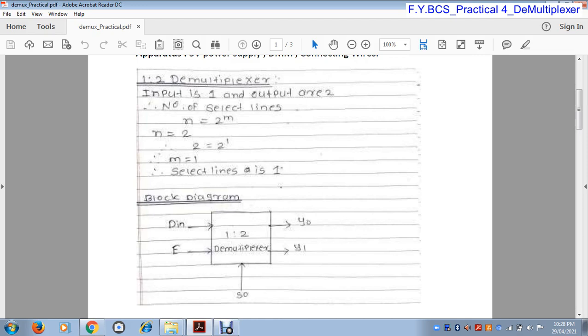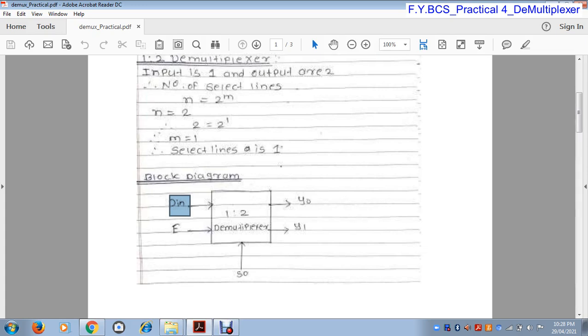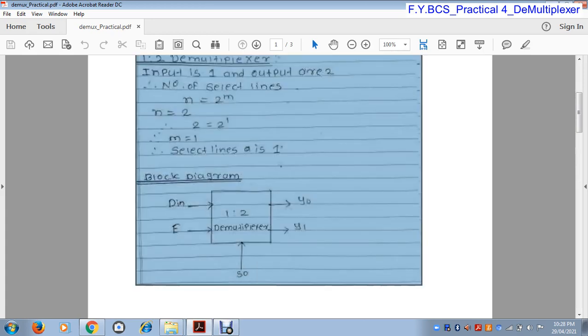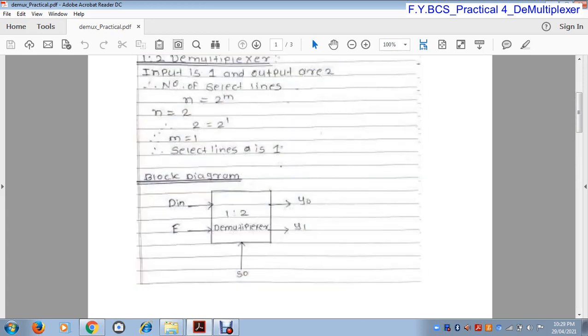Then the question comes: how do we connect our input? The input is connected to an output. But since there are multiple outputs, for which output do we connect our input? This selection is made by a select line. The select line decides which output is used for the input.